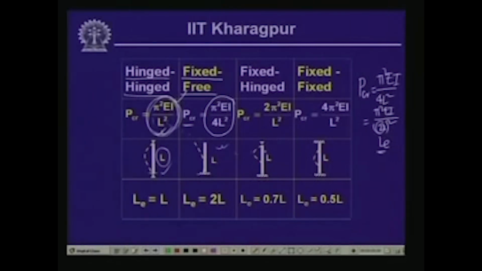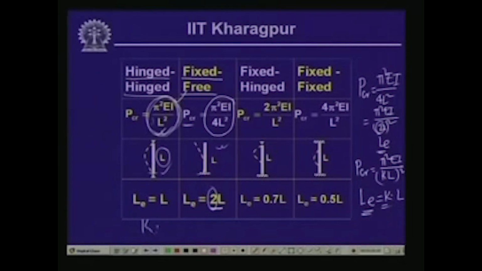So, in the first case, P critical is equal to pi square E I by, let me add a term, k times L whole square, where k times L is the effective length L E. In the first case k is equal to 1, and in the second case k is equal to 2. So, the effective length L E is equal to twice L, and the value of k is equal to 2.